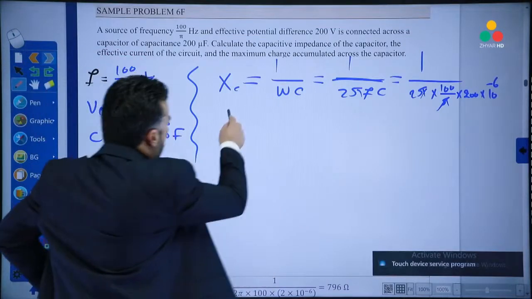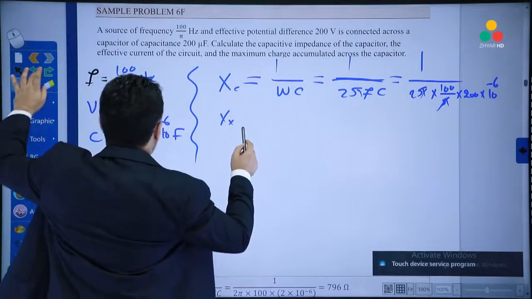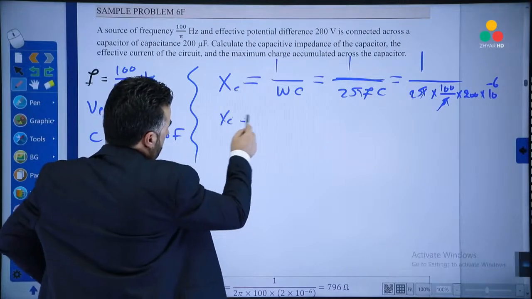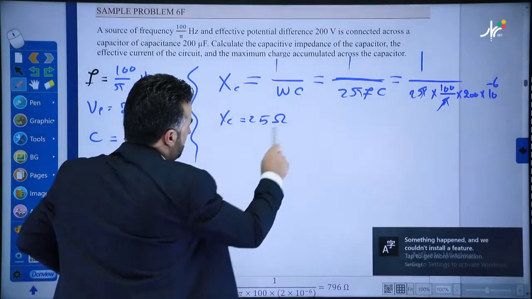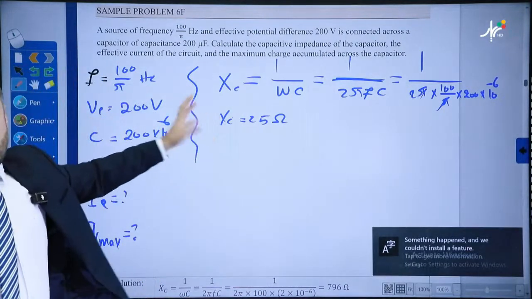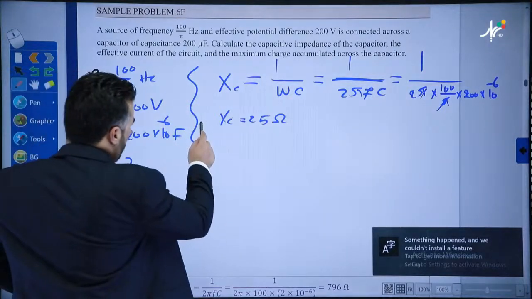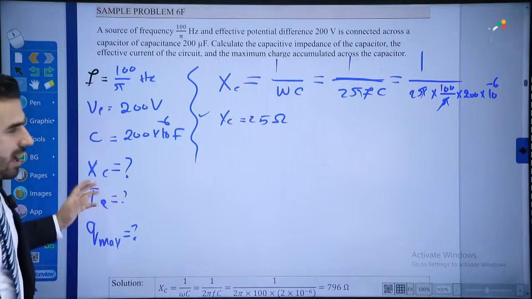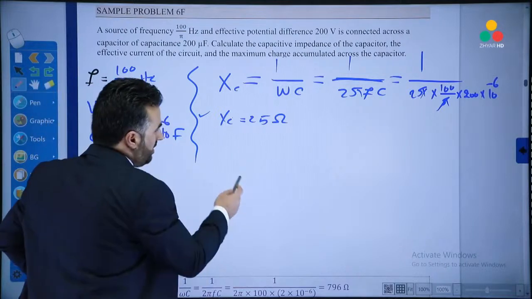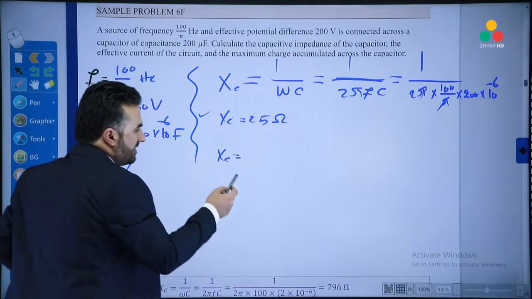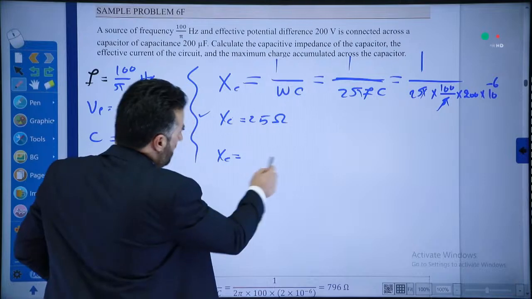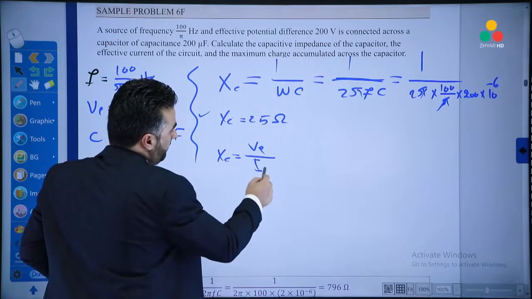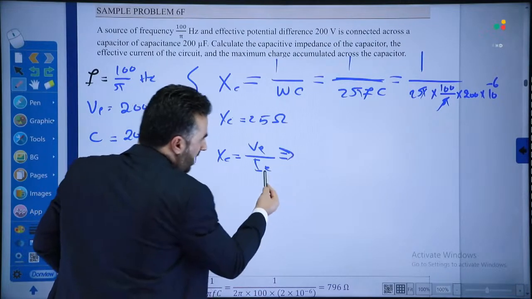So XC equals 25 ohms here. That is, you found XC now. That is as simple as this. That is the first requirement, it is done. Now the second requirement is find effective current. Once again, you can use Ohm's law. XC, which is the same as resistance, is V effective over I effective. So we want I effective here.